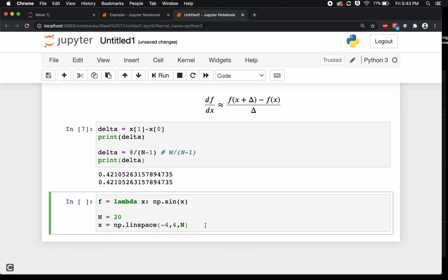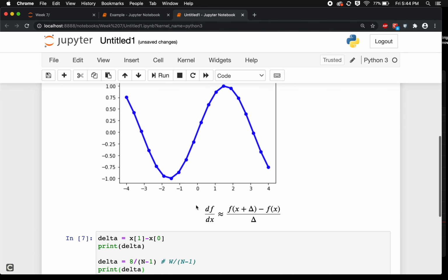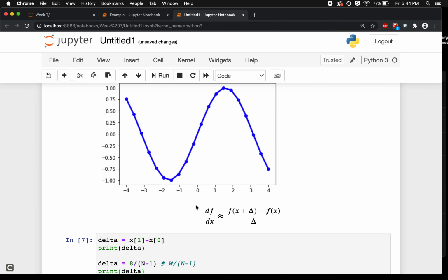So we're going to try to take the derivative of sine. Now, basically, if I come back to this function, if I think about an x, so let's just take this x value, and I want the derivative of the function at this value. Basically, this formula is saying we want to take the value at x plus delta, so this y value, subtract this y value, and then divide it by the distance between those two points.